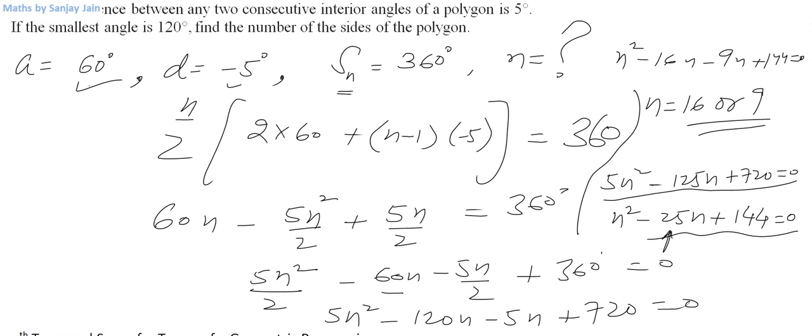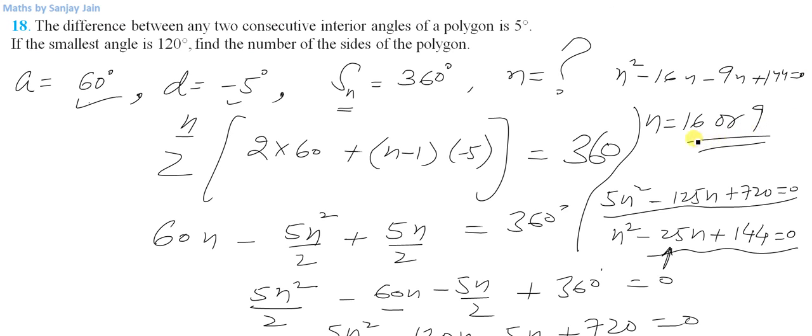Let me verify my answer. If n is 16, what will happen is, if I put n equal to 16 here, what will be the 16th angle? Okay, what will be A16? Corresponding to n equal to 16, the largest angle that I took is 60 plus n, if I take it as 16, and d I know is minus 5 degrees. So what will be this value?